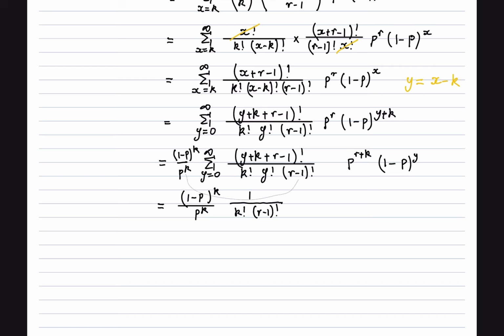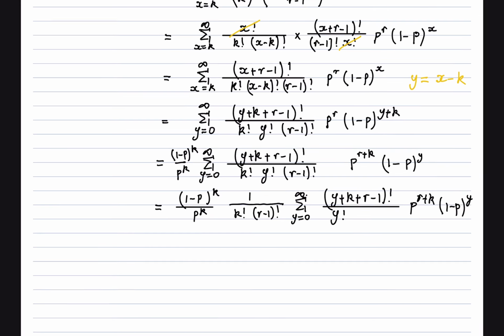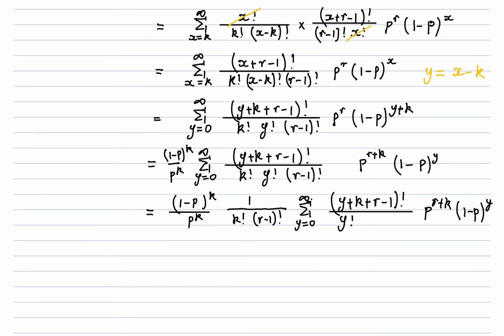And I can take them out the front again, because they're independent of the index. We still have the summation y is equal to 0 to infinity of (y + k + r - 1)! all over y!, and we've got our p to the r plus k, (1 - p) to the y. We've almost finished this problem.